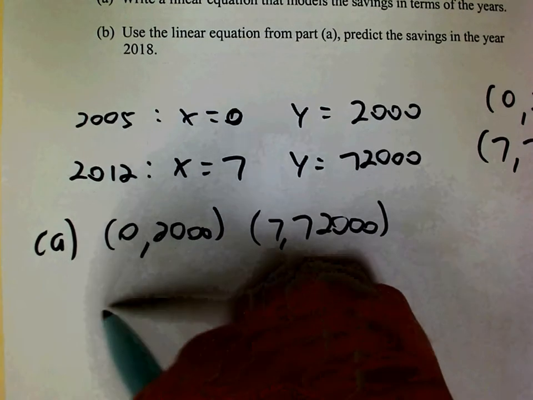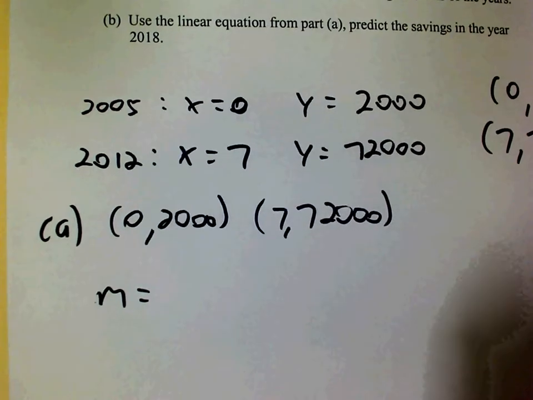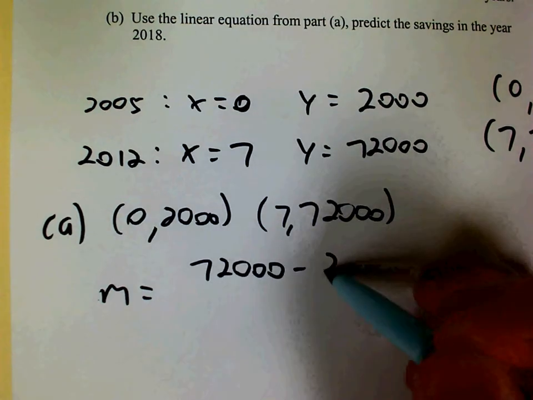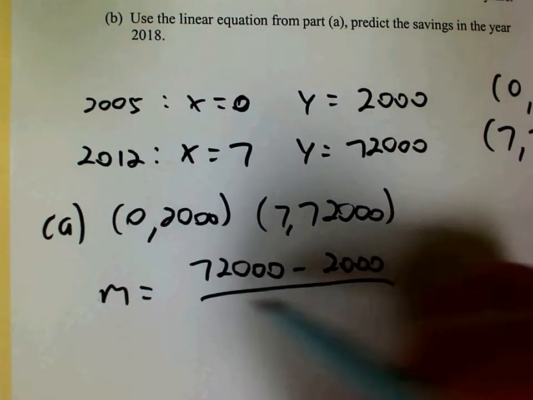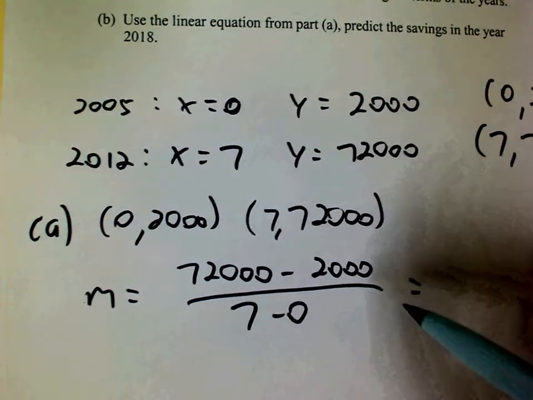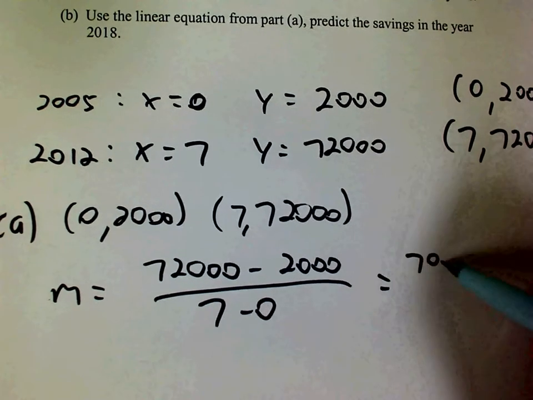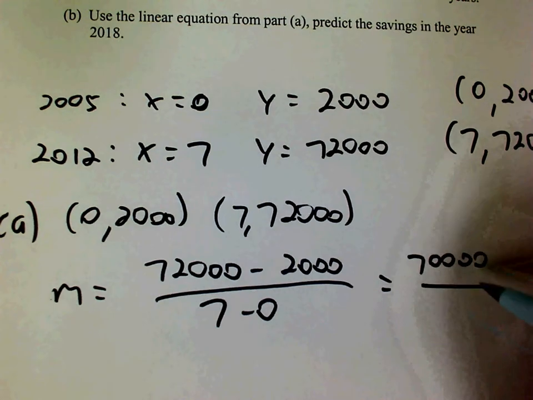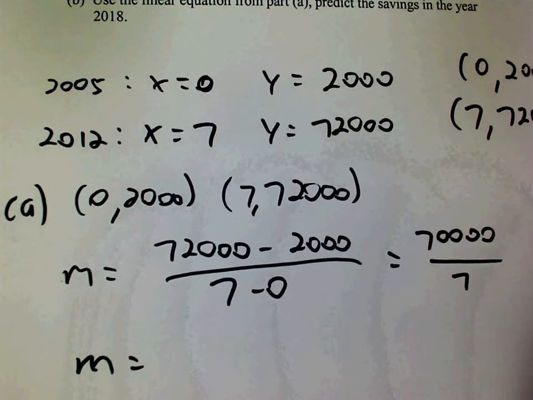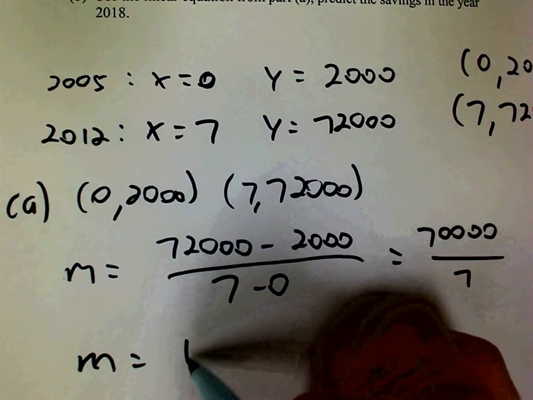So the slope formula states that we're going to subtract the y values, 72,000 minus 2,000, and divide that by 7 minus 0. And 72,000 minus 2,000 is 70,000. 7 minus 0 is 7, which means that our slope is 10,000.